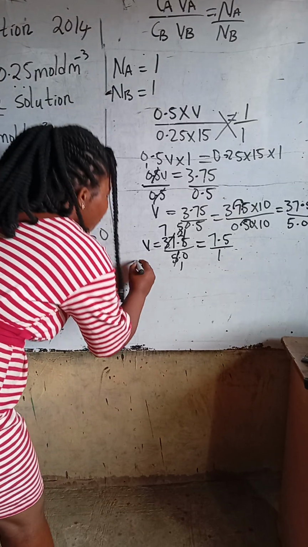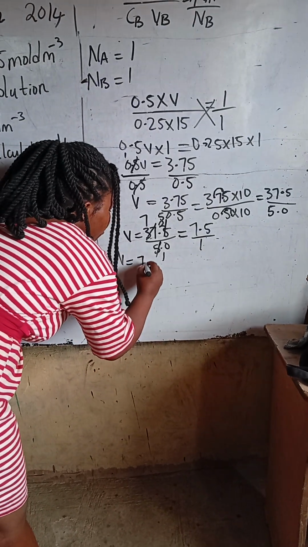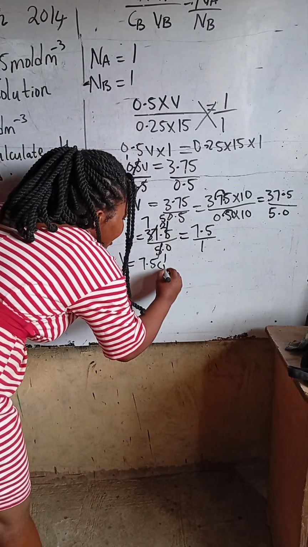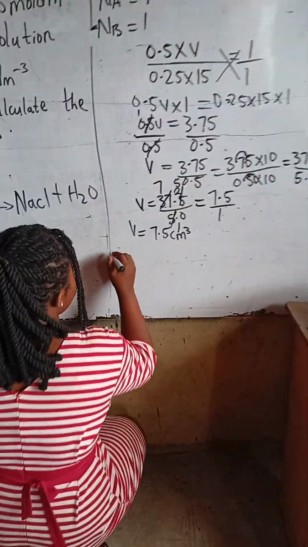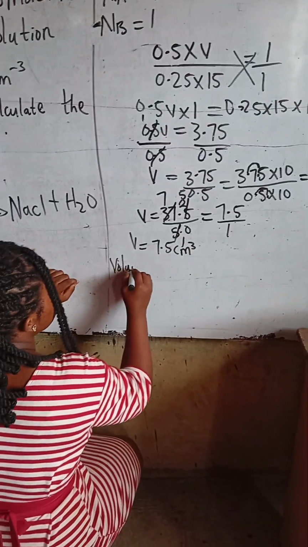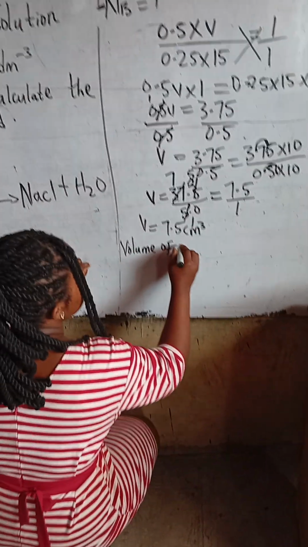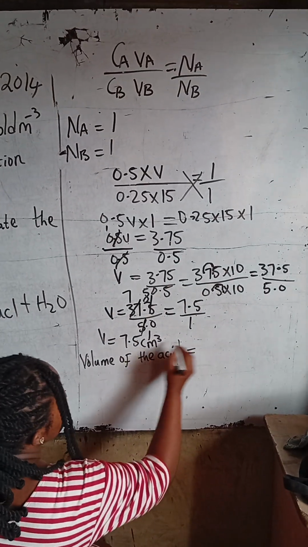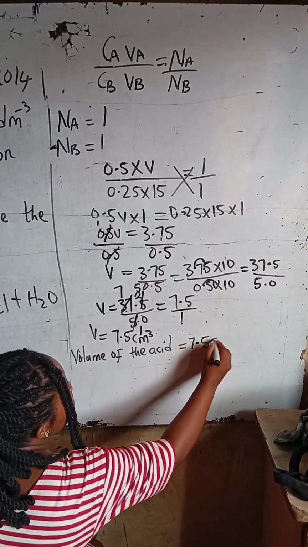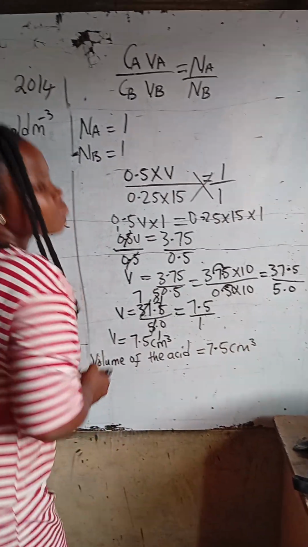7.5 divided by 1, our V now becomes 7.5 cm cube. Meaning that the volume of our acid is equal to 7.5 cm cube.